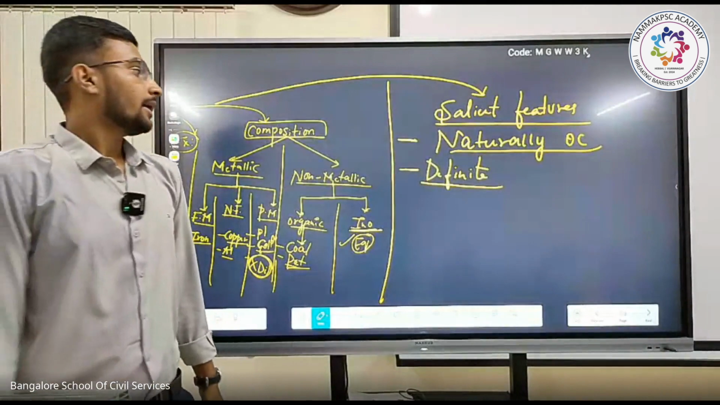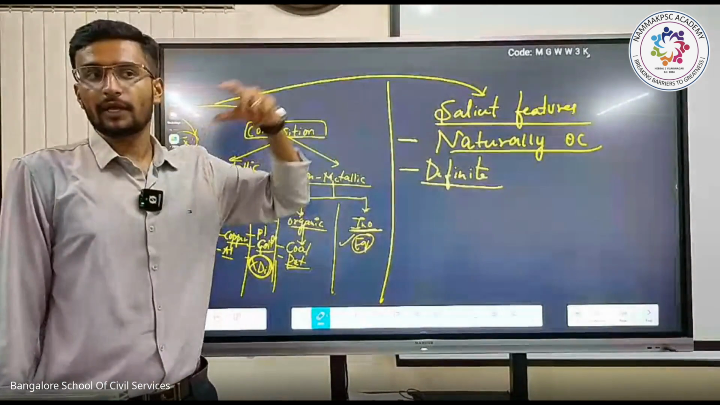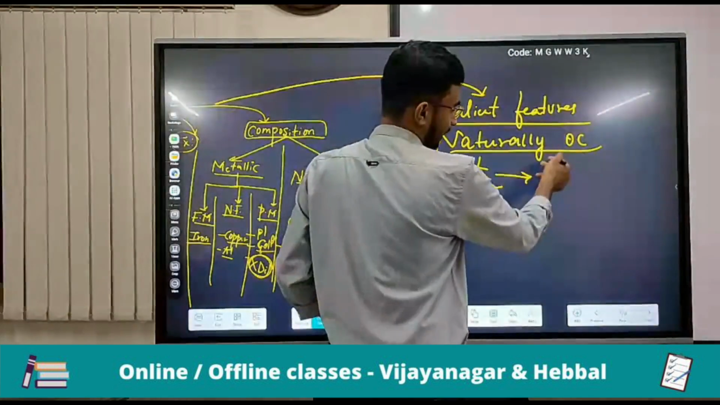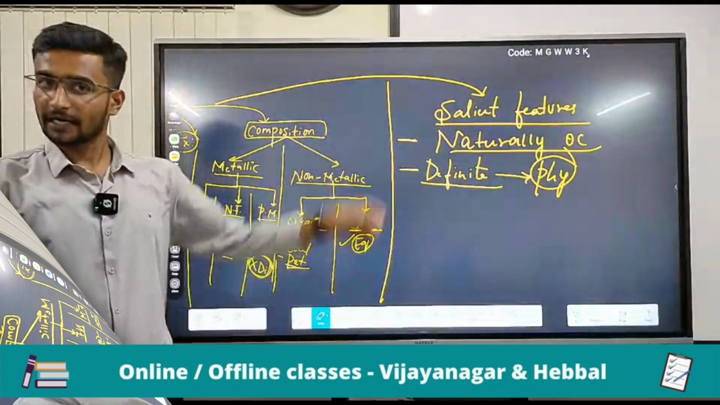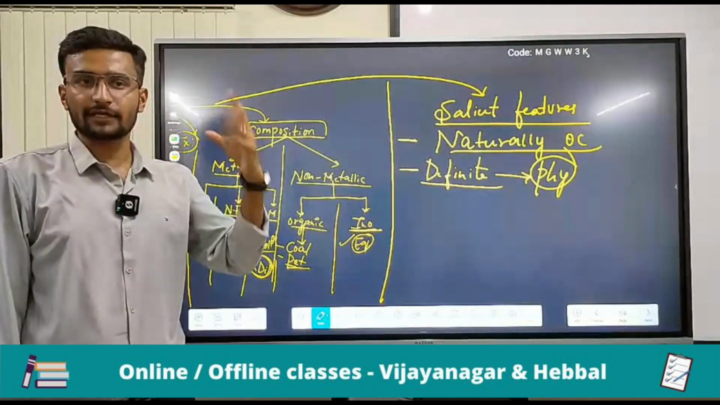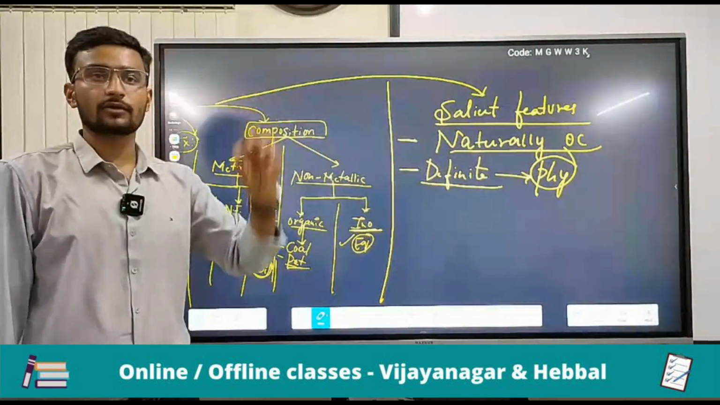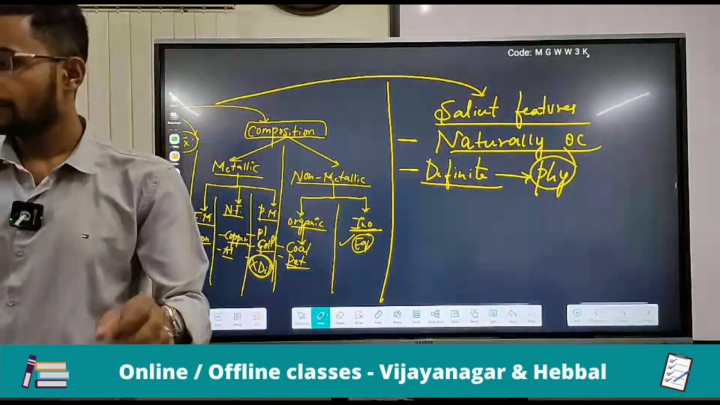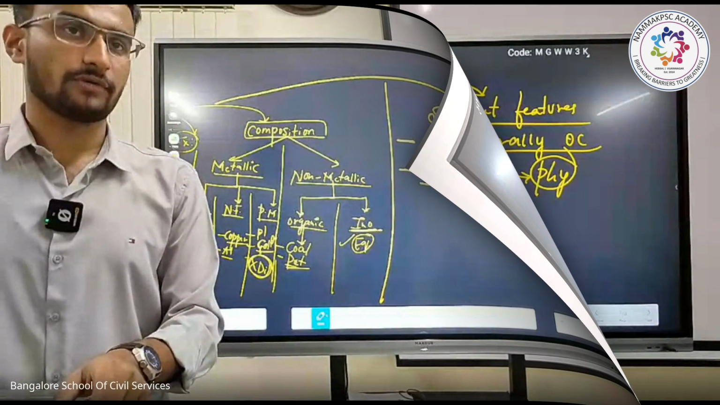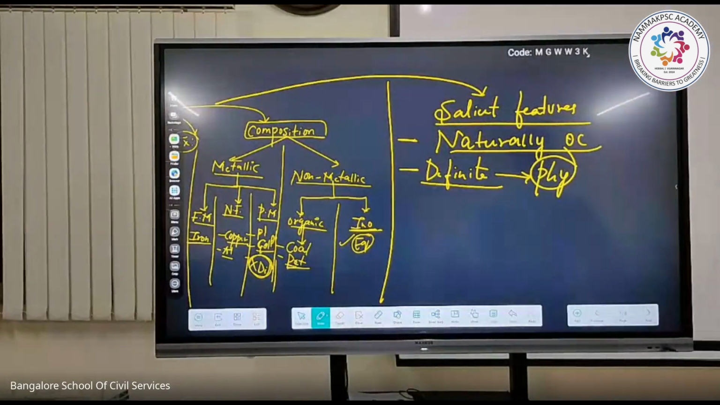Next one, which has a definite, can I put it in a single bracket, a definite physical composition. Bracket, it is nothing but which has definite physical properties or physical composition. These are the second major important one.